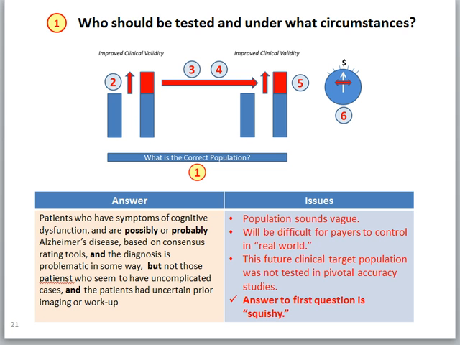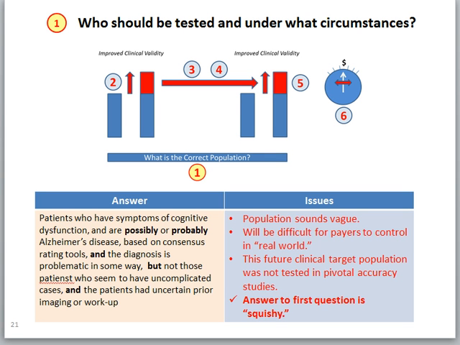So who should be tested and under what circumstances? Well, there are some guidelines beginning to come out, and I'll present it this way for the sake of argument. I'm being the devil's advocate here. It's for patients who have symptoms of cognitive dysfunction and are possibly or probably Alzheimer's disease based on consensus rating tools, and the diagnosis is problematic in some way, but it's not the patients who seem to have uncomplicated cases. And the patients had uncertain prior imaging or workup, but we assume whatever it was, it contributed to the uncertainty.